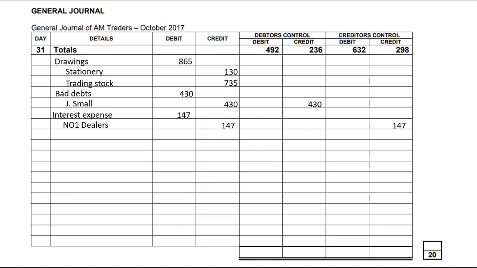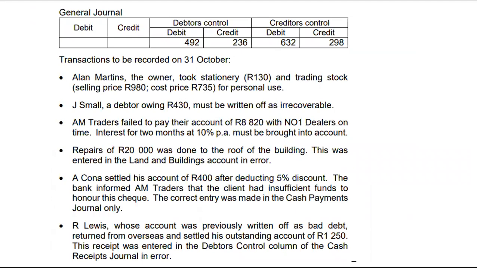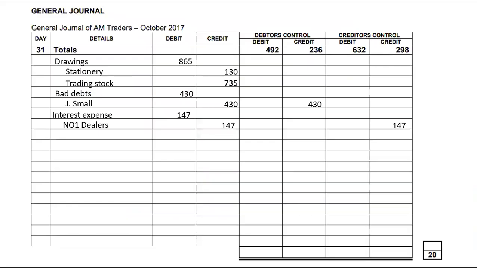Next one. Repairs of 20,000 was done to the roof of the building. This was entered in the land and buildings account in error. So we will simply debit repairs and credit land and buildings. We are debiting what was supposed to have been debited in the first place, which is repairs. We credit land and buildings to reduce it because it was erroneously debited. That doesn't affect any debtors control or creditors.